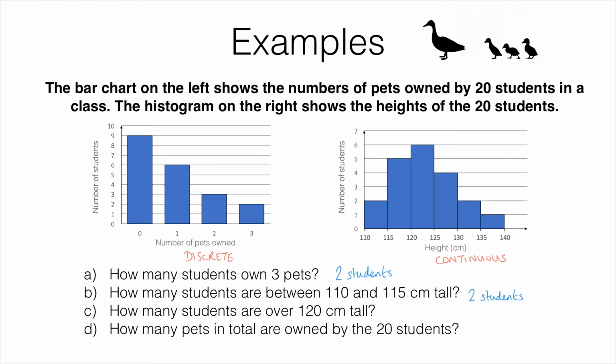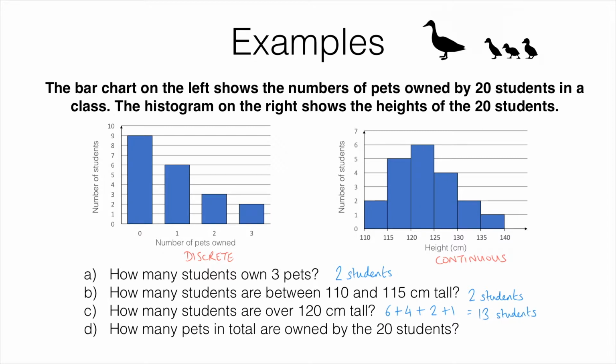The third part of the question asks us how many students are over 120 centimetres tall. So we need to look at the number of students who are between 120 and 125, 125 to 130, 130 to 135, and 135 to 140 centimetres tall. Reading that first bar, we find that we've got 6 students, plus 4 students from the second bar, plus 2 students, plus 1 student. Those are the number of students in these 4 bars. Adding those numbers up gives us 13 students.